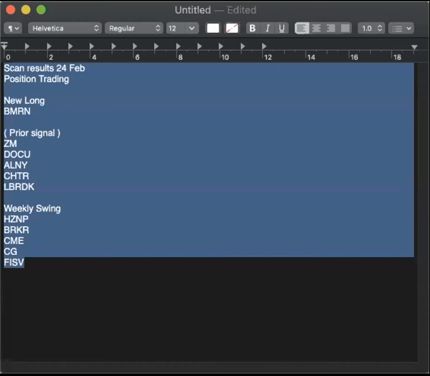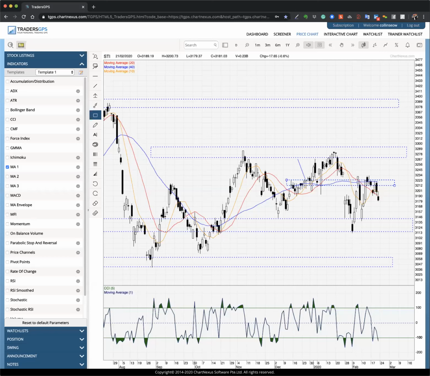So right now, let me go through some of my stocks first, then I'll go through yours. I noticed one thing: because we do a lot of Trader GPS stocks, those prior signals we didn't review. Swing ones, you can actually manage yourself. Trader GPS ones, because the holding period is longer, maybe you can look at the prior signals also, because these are the signals that we have mentioned before. So the new one is BMRN.